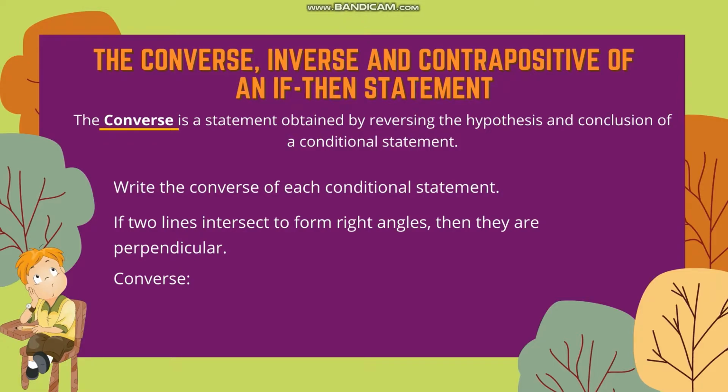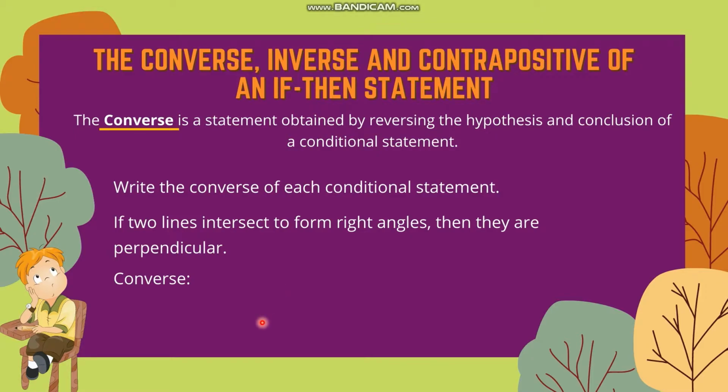Write the converse of each conditional statement. If two lines intersect to form right angles, then they are perpendicular. So, pag sinabi nating babalik-tarin natin, mauuna nating isusulat yung conclusion, then ipa-follow ng hypothesis. So, ibig sabihin, etong they are perpendicular, yan na yung magiging P natin or if clause natin. Then, etong unang part, yung if two lines intersect to form right angles, yan na yung magiging conclusion natin or Q or yung then clause natin.